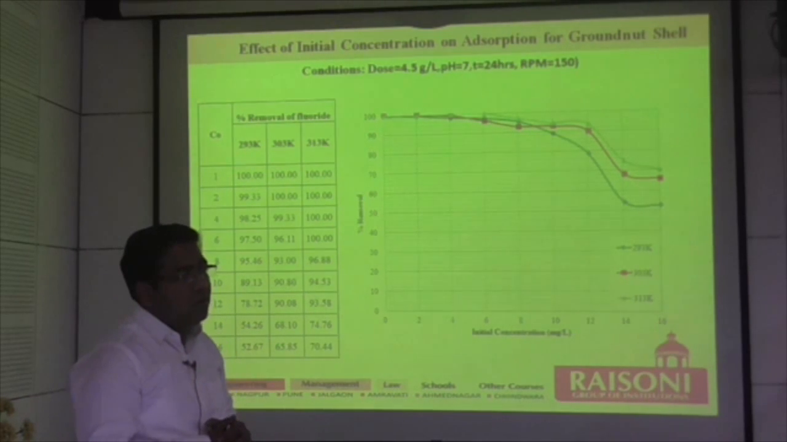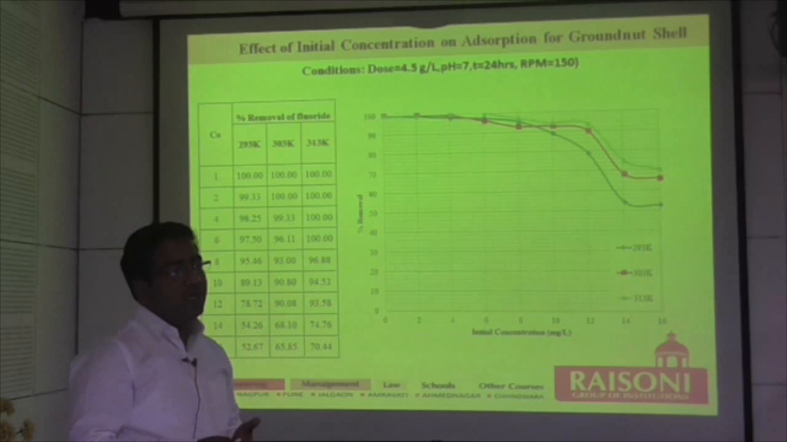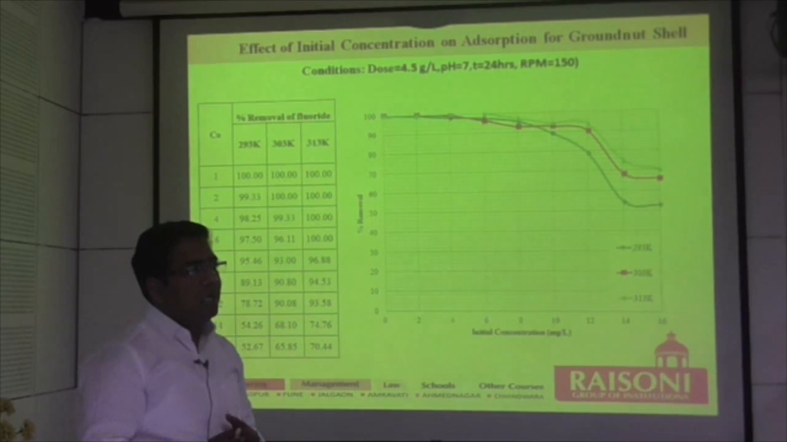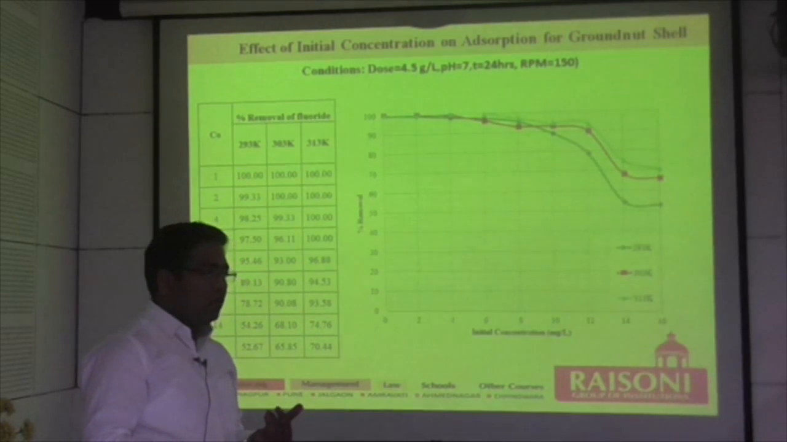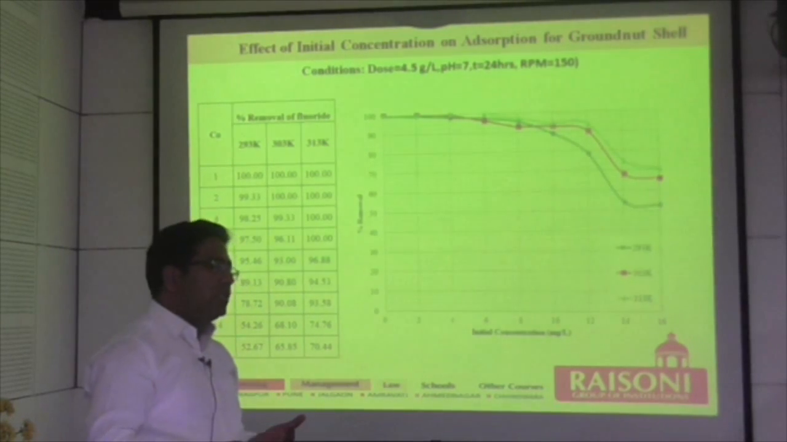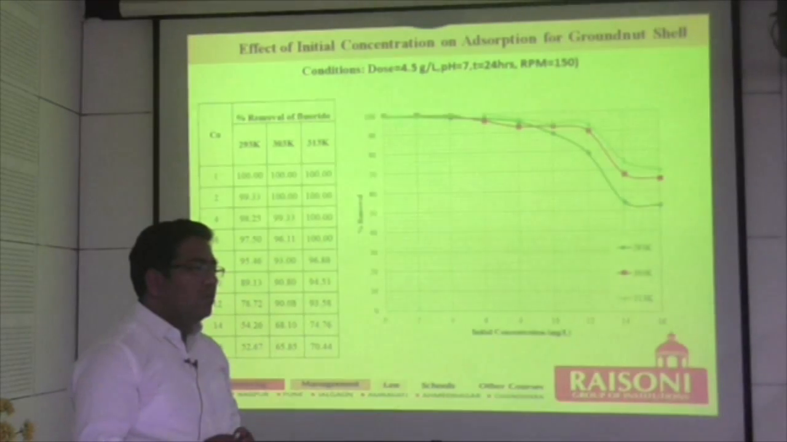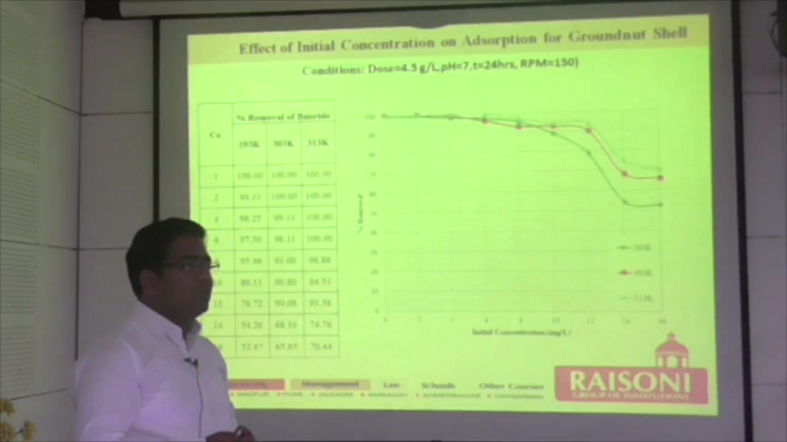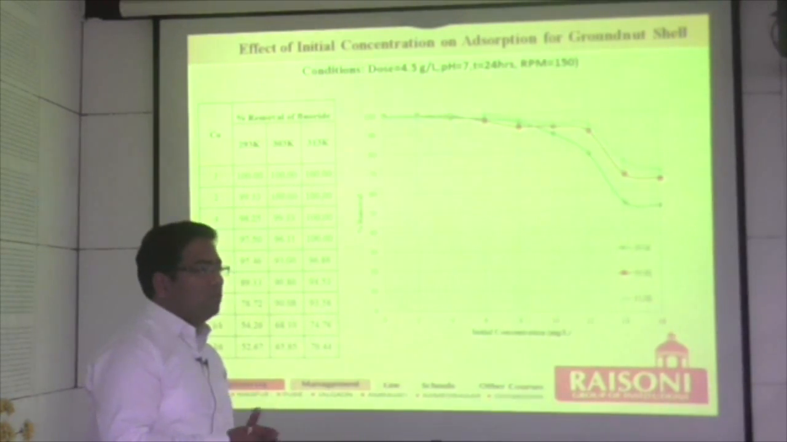How did you vary the temperature? Sir, we have an orbital shaking incubator in our environmental lab. Initially I set it for 20 degrees centigrade at 150 rpm. Then next day I did it for 30 degree, and again next day for 40 degree. Can you go below 20 degree? No, sir, because the natural water temperature is near about 20 degree, so that's why I have not taken below that.